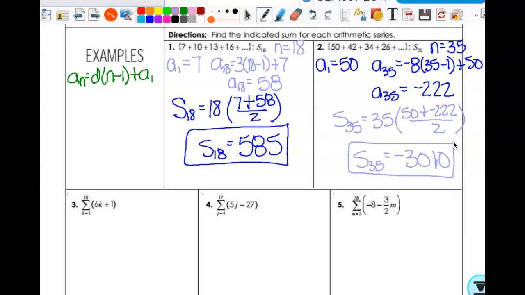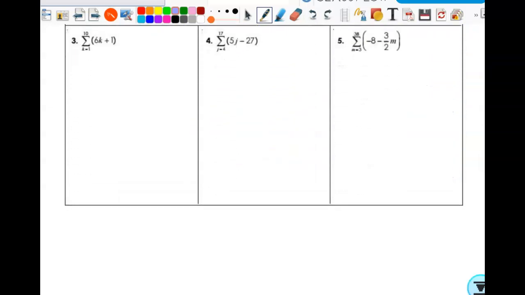So that's if we've got them listed out. Now, if we have this summation notation, we're going to skip number 3. We're going to go to number 4. I have here, we're going from j equals 4 to 17, right? So I need to figure out how many terms that is, and it's not 17, right? Because I'm not starting with the first term. So what do we think n equals?